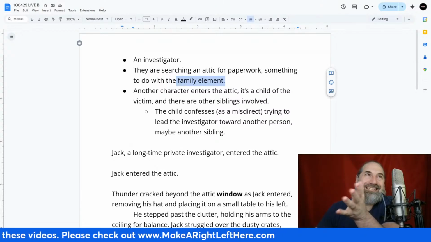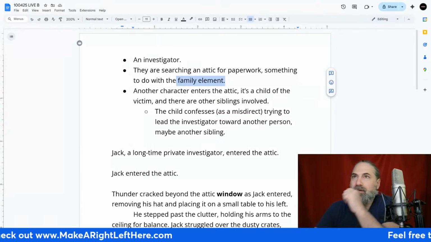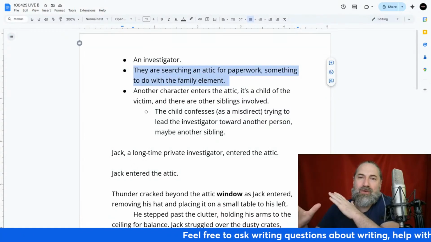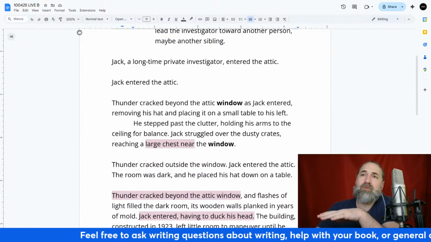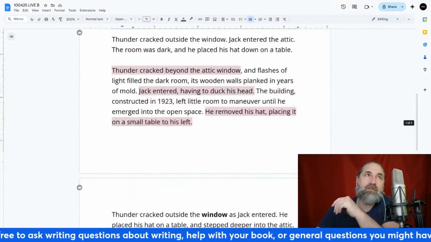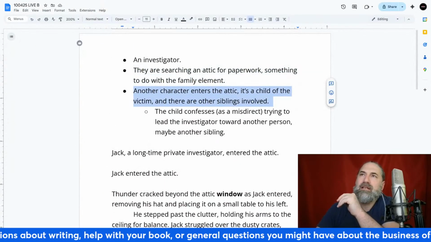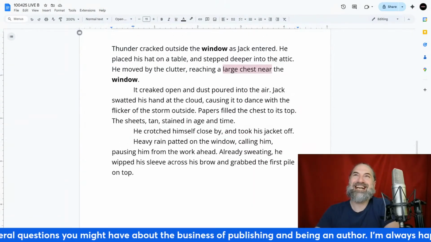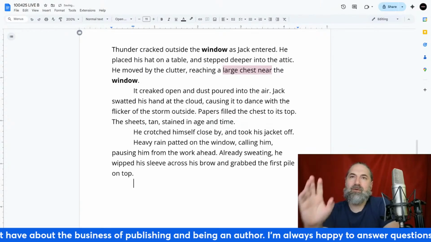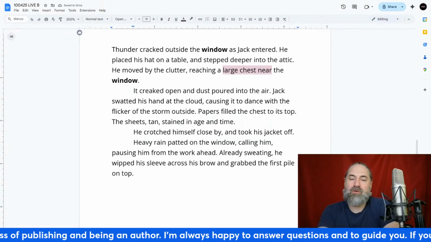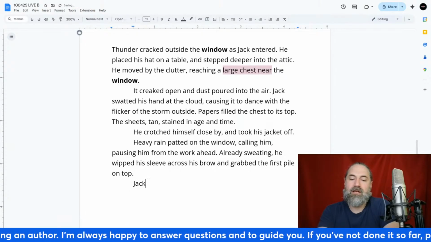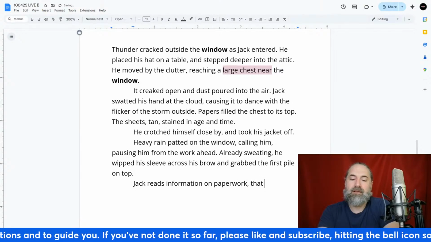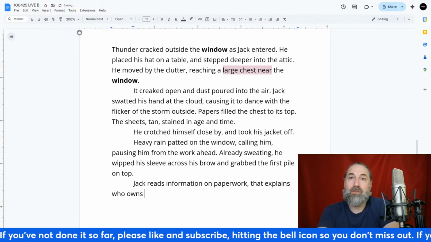Obviously, I would get to that as he's looking at paperwork. But again, I don't need to tell the reader this, I do need to show it, which we did. We showed him moving across and getting to a chest. Okay, what else? We didn't get to another character entering. But the way I would do that is I would continue to build context enough so the reader knows. Without going into it, my beats would be: Jack reads information on paperwork that explains who owns this house.